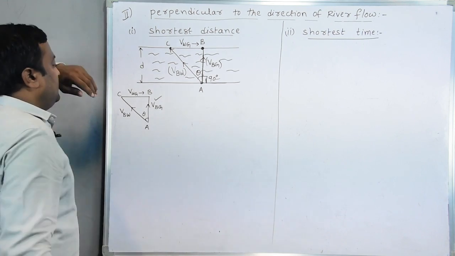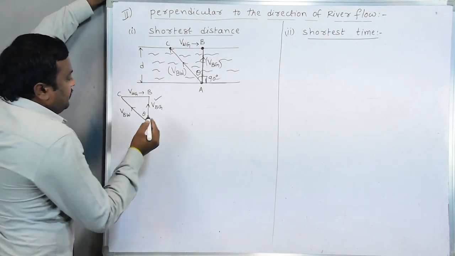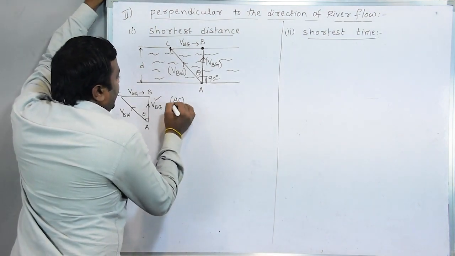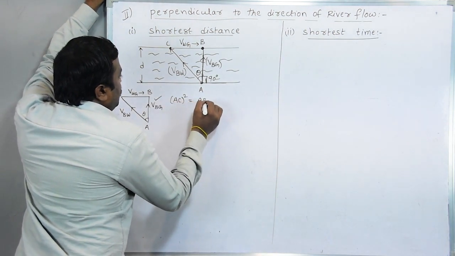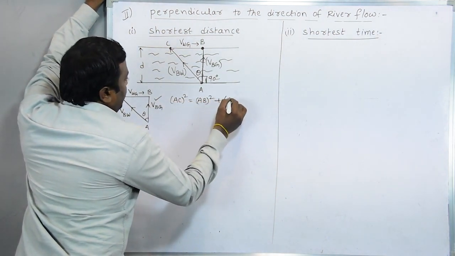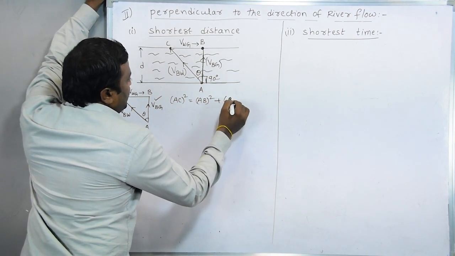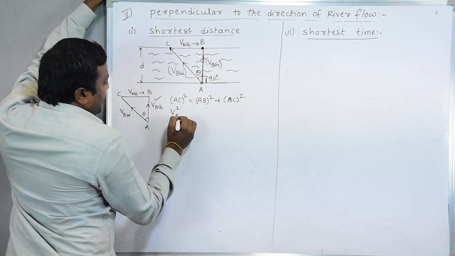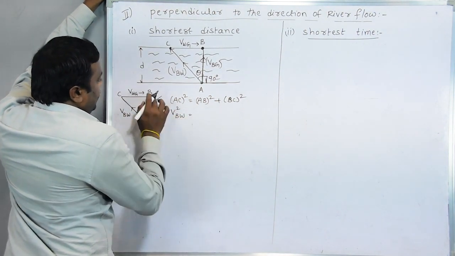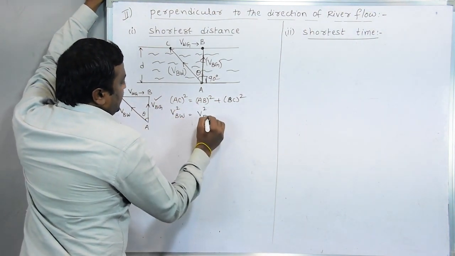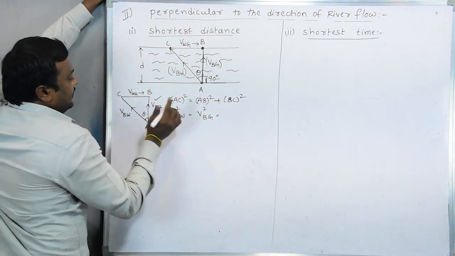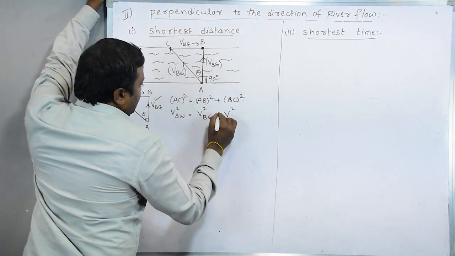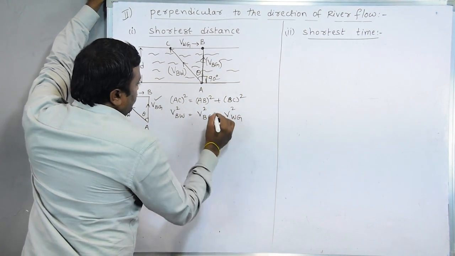This we should find. Apply Pythagoras theorem: AC square is equal to AB square plus BC square. In velocity terms, AC is V_BW, AB is V_BG, and BC is V_WG, the velocity of water with respect to the ground.